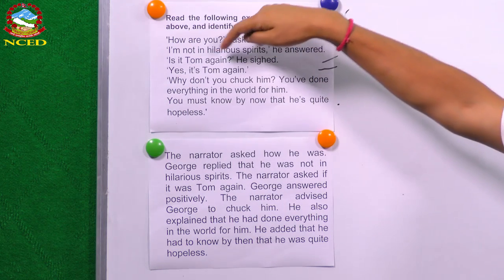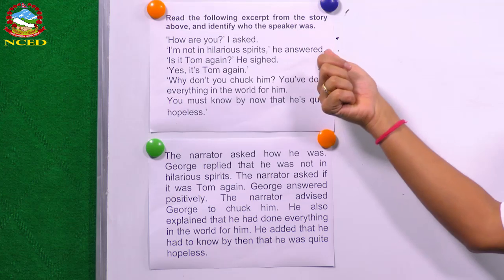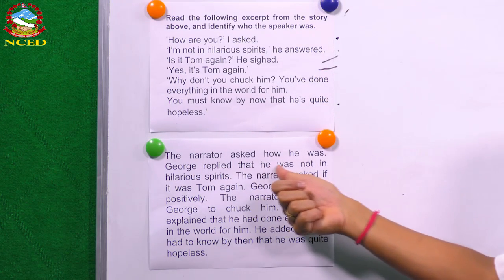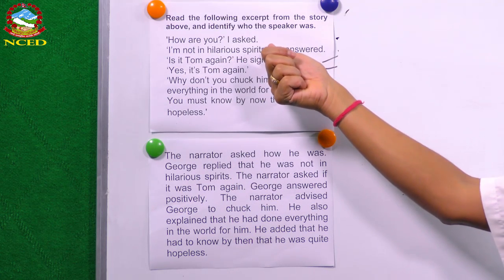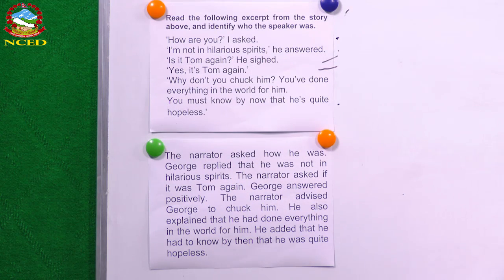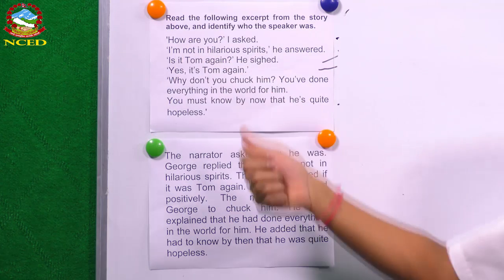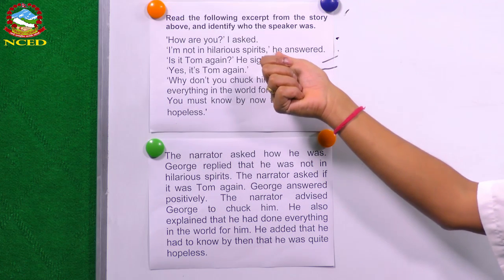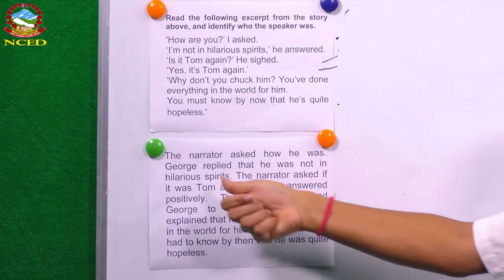The next one, "I'm not in hilarious spirit," he answered. It was said by George, as I already told you earlier. George replied that he was not in hilarious spirit. This is a statement. And remember what we did when we reported the statements in our previous lesson. I is changed into he, because the subject of the reporting clause is he.